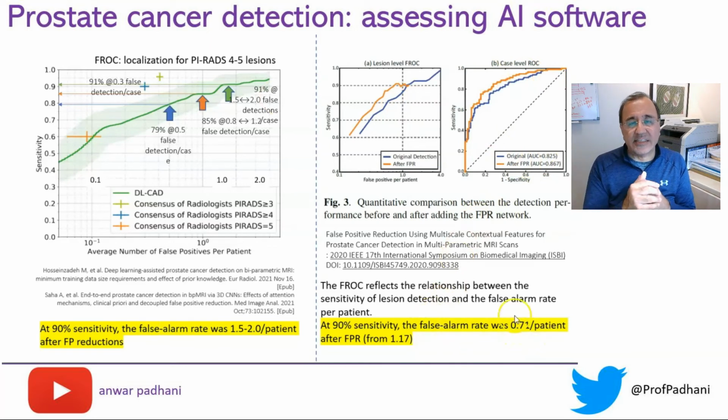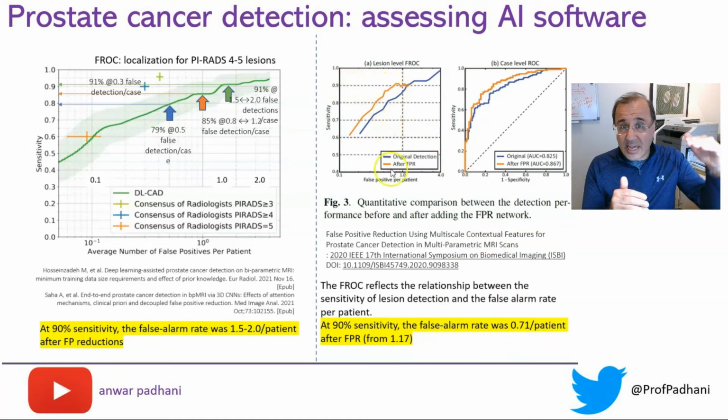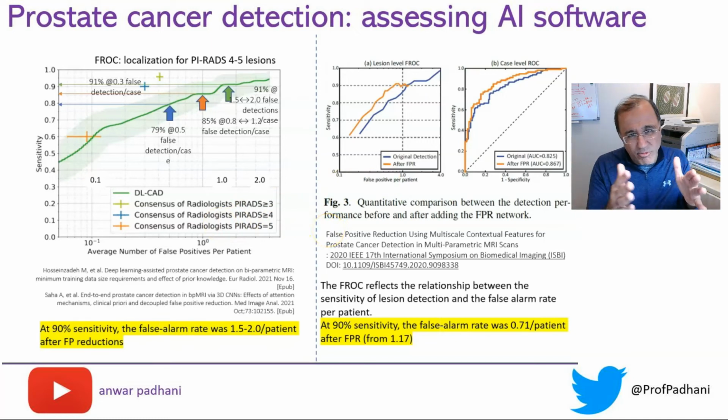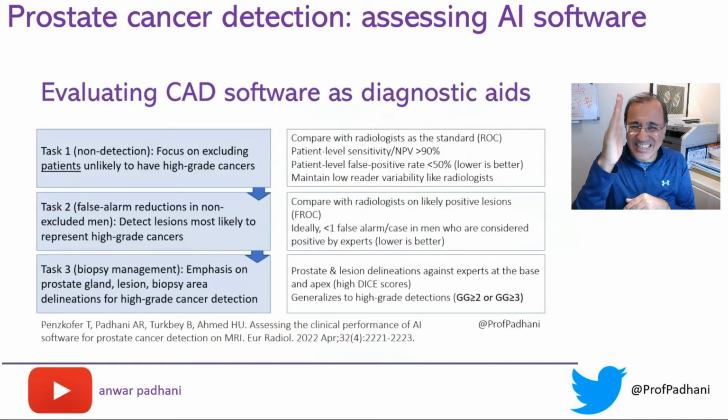On the right-hand side, we can see that that software performs slightly better. Again, at the 90% sensitivity, you can see the false alarm rate is around 0.7 per patient. And that is better than 1 to 2. So we want as low a rate as possible, ideally less than 1 per patient.